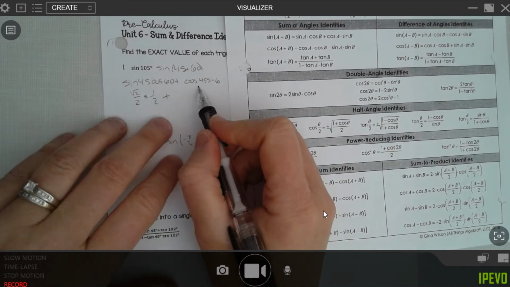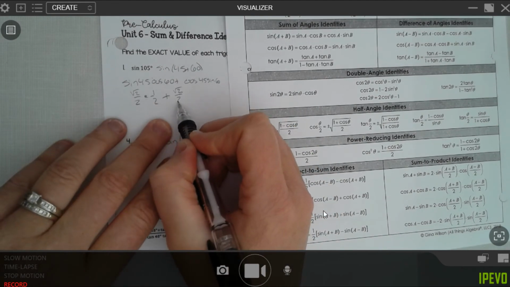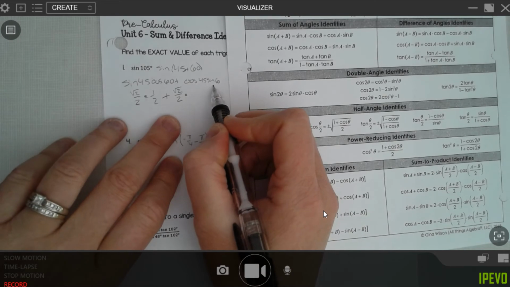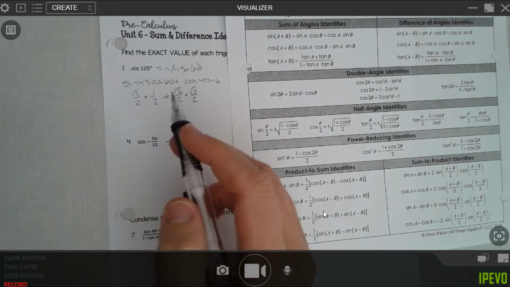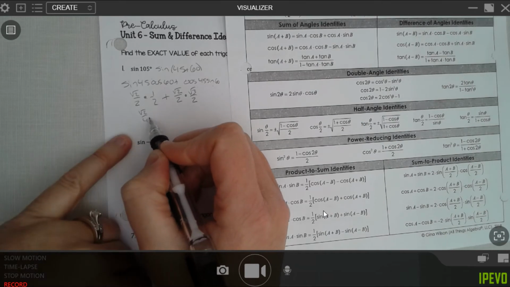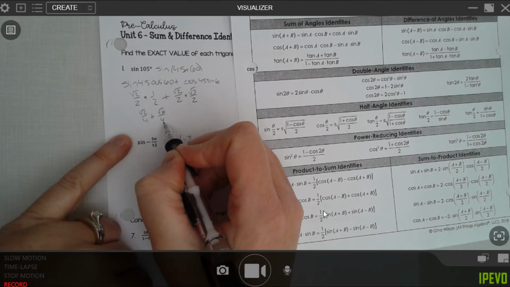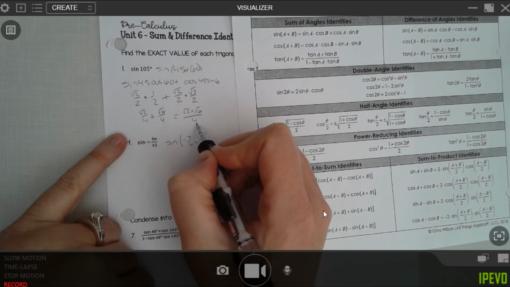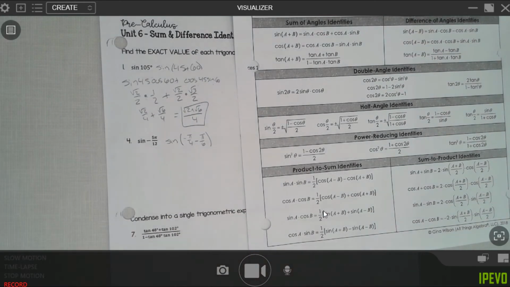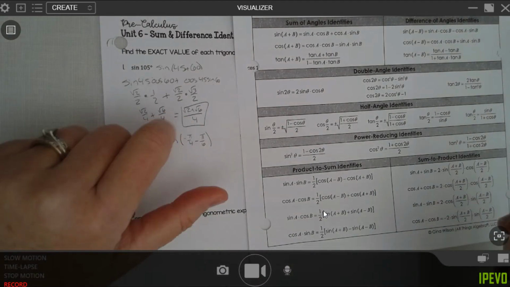Plus cosine of 45 is radical 2 over 2 times, and then sine of 60 is radical 3 over 2. And so we just add these up. So that gives me radical 2 over 4 plus radical 6 over 4. So we get radical 2 plus radical 6 over 4. So there's an exact answer. When you type in sine of 105 in your calculator, this is the answer it'll give you as a decimal.